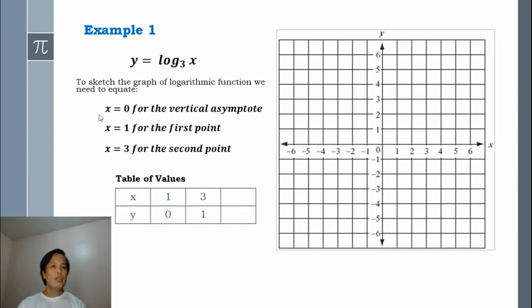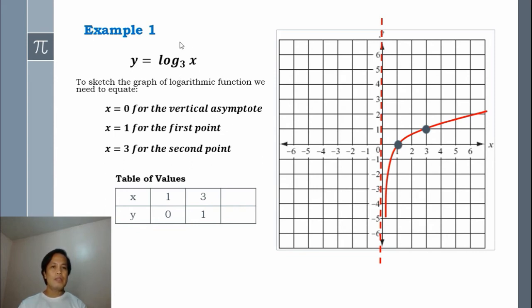But first, we need to plot the vertical asymptote, that is x equals 0. So this time, the y-axis is our vertical asymptote. Then we have 1 and 0, the first point. And another point is 3 and 1, the second point. The next step is to connect these two points by a curved line. Now, this is the graph of the function y equals log of x base 3.